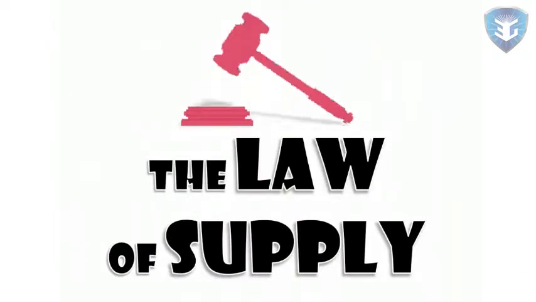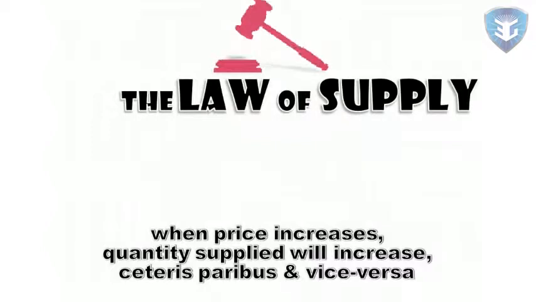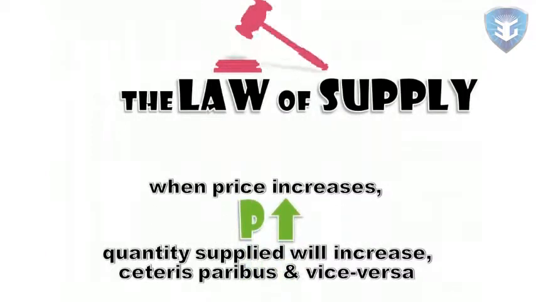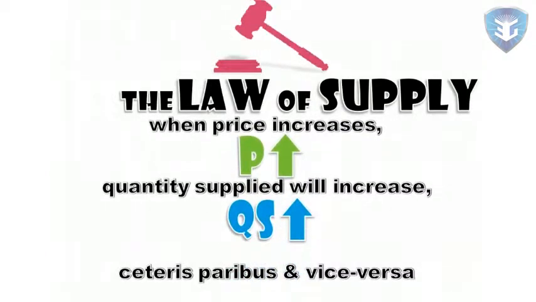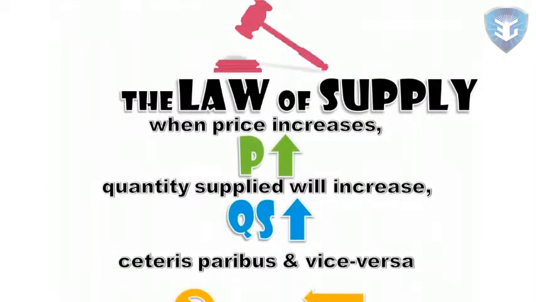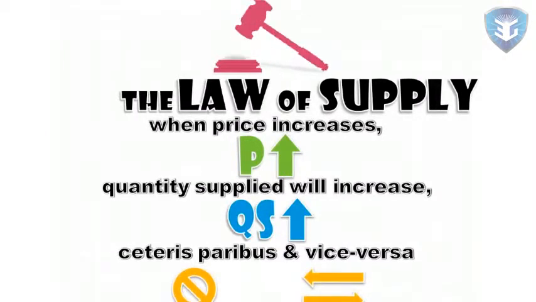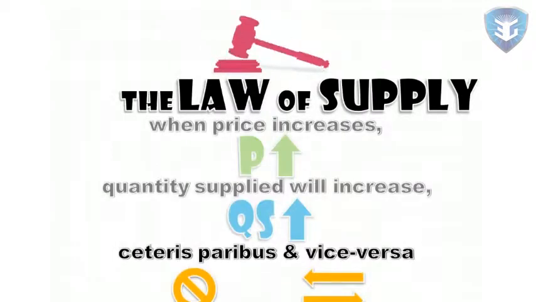This is Michaela, and this is a quick lesson on the law of supply. The law of supply states that when price increases, quantity supplied will increase, with the two assumptions of ceteris paribus and vice versa. If you're going to understand the law of supply, you have to understand these two assumptions first.